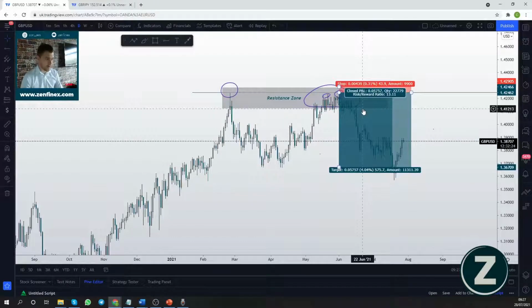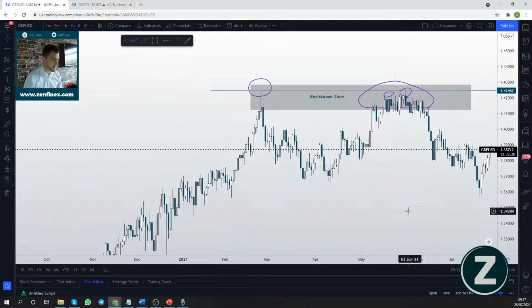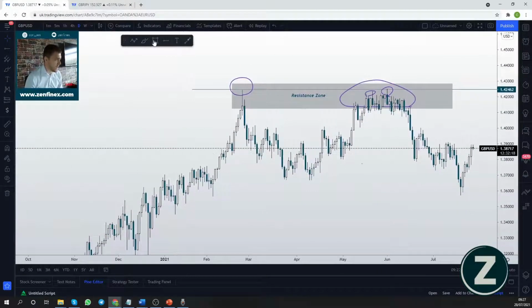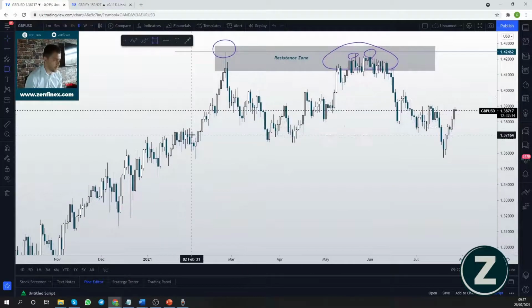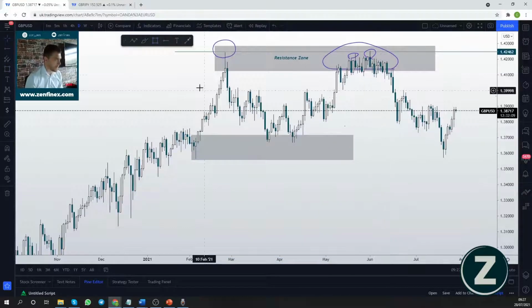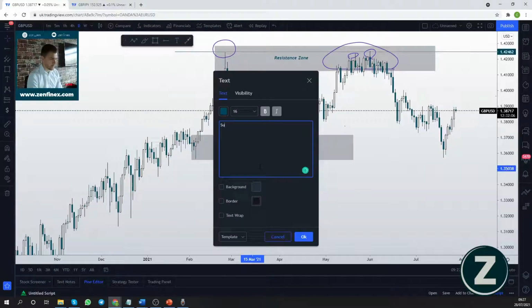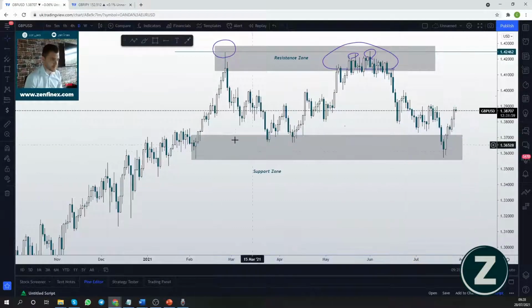The support isn't as clear here, but you can see that even when we zoom in, we have a situation where the market found support in these levels. Now, this can be our support zone. And you can see, if I can move it across, we actually have a few more.